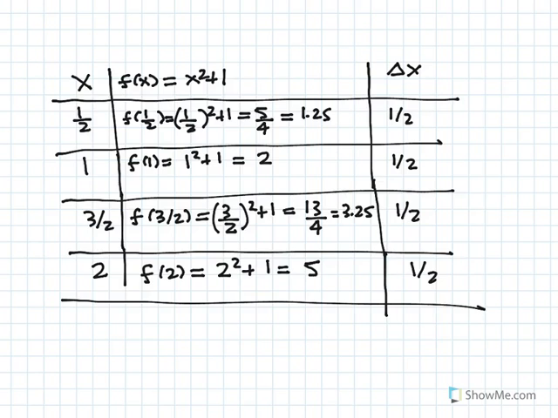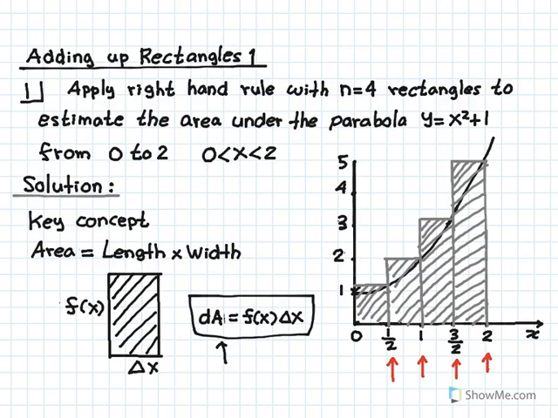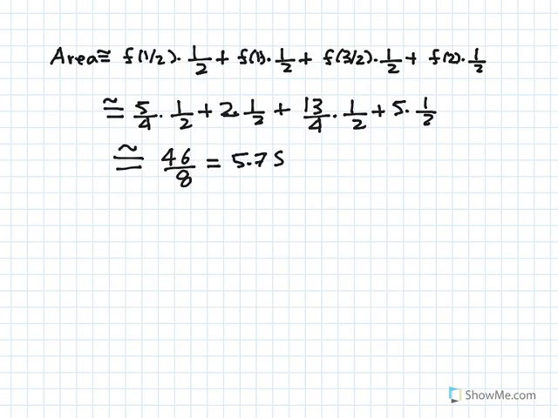If we go back to page 1, you'll notice that the area of the rectangles is an overestimate of the area under the curve. And that's because the function is increasing, and we're using the right-hand point rule. And so the estimate of the area under the curve is 5.75.